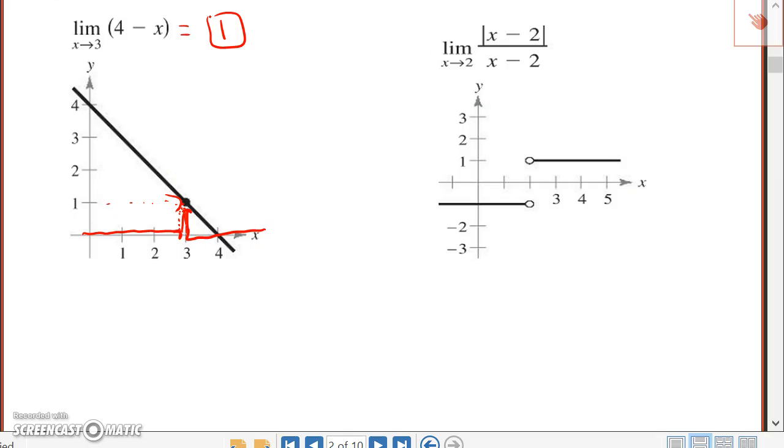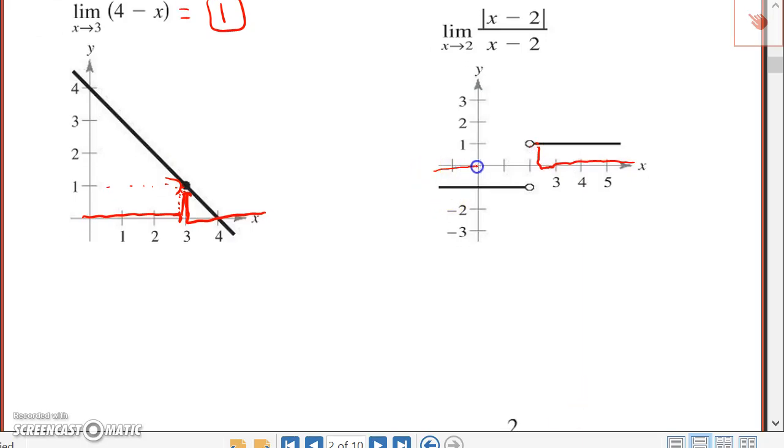Okay, what about the limit of the absolute value of x minus 2 over x minus 2? So if we graph that, our graph would look like this one here. So as x approaches 2 from the left, then we're up here at positive 1. As x approaches 2 from the right, we're down here at negative 1.